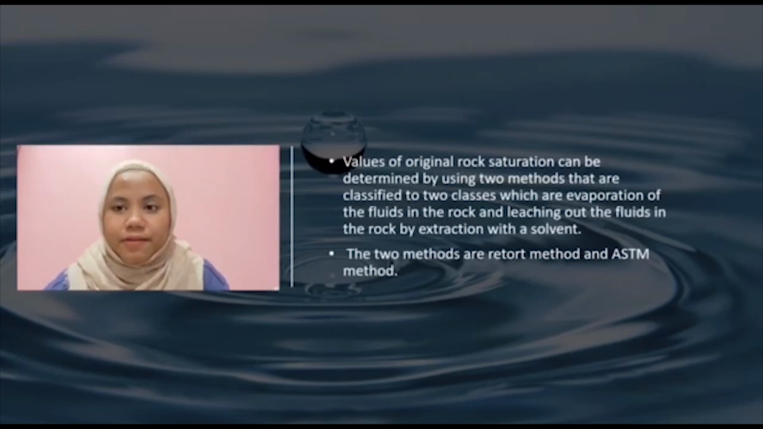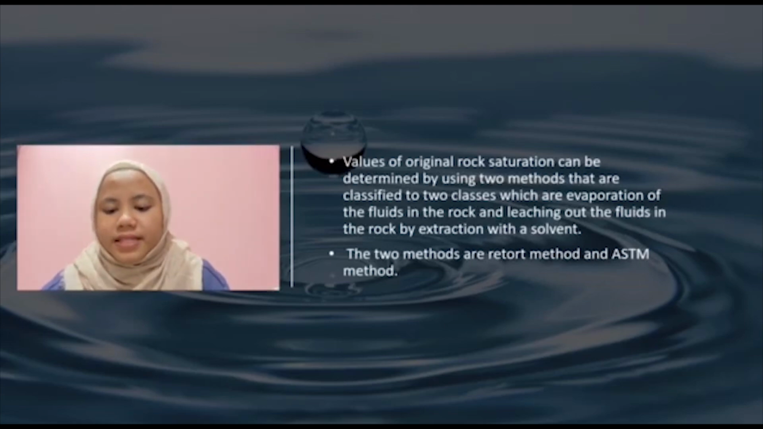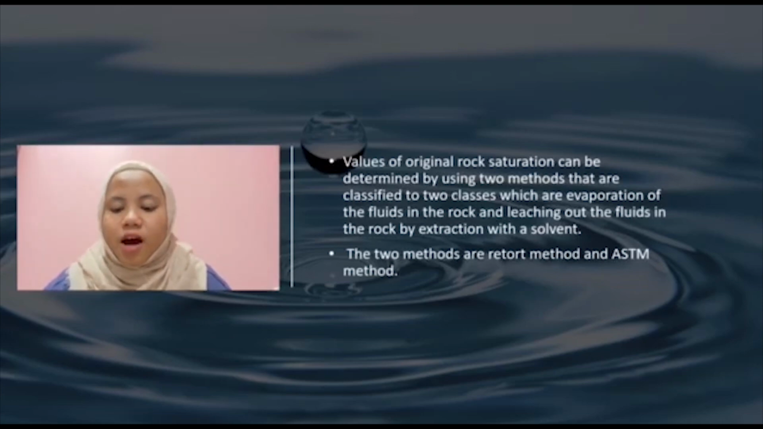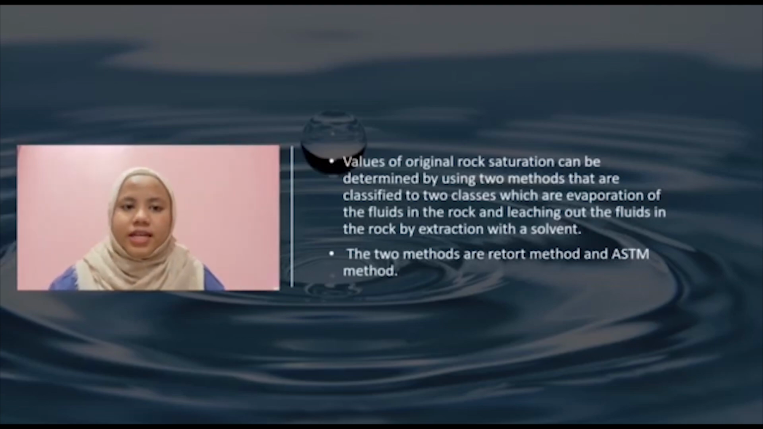In the ASTM method, this method is based on extracting with a solvent during a distillation process by using a core sample. Through this method, the water saturation can be determined, while the oil saturation will be determined indirectly. However, both methods have their own advantages and their own disadvantages.